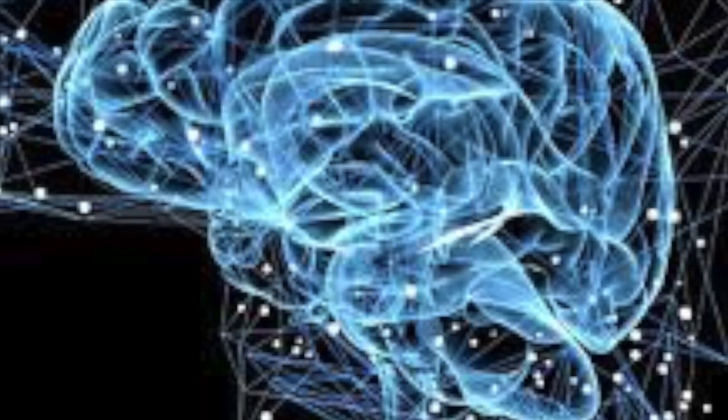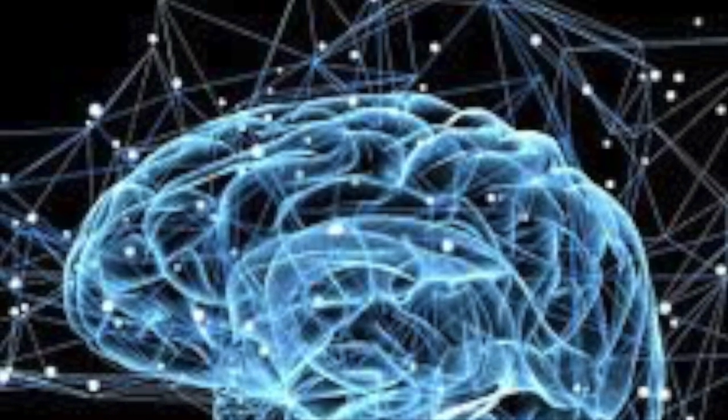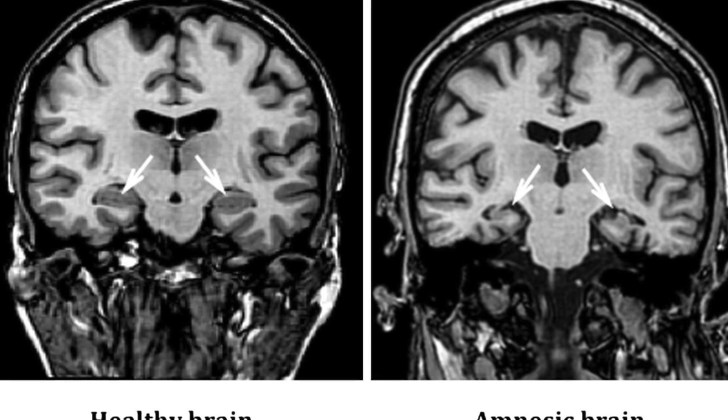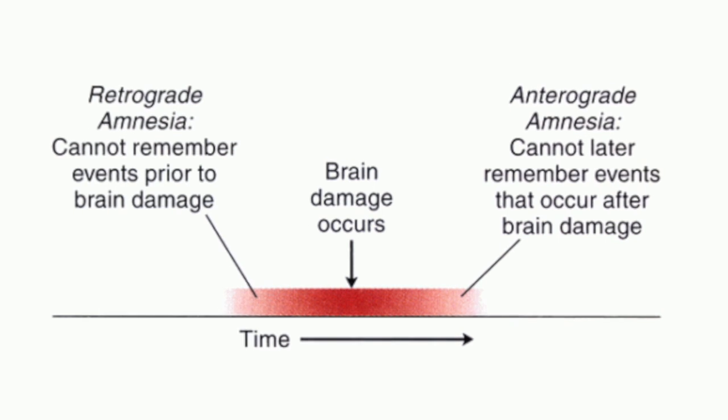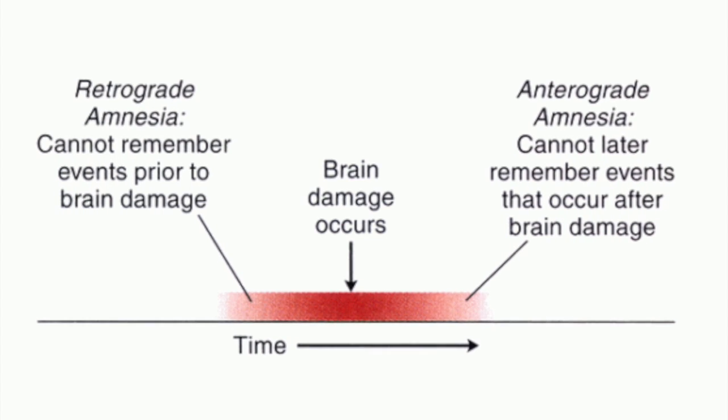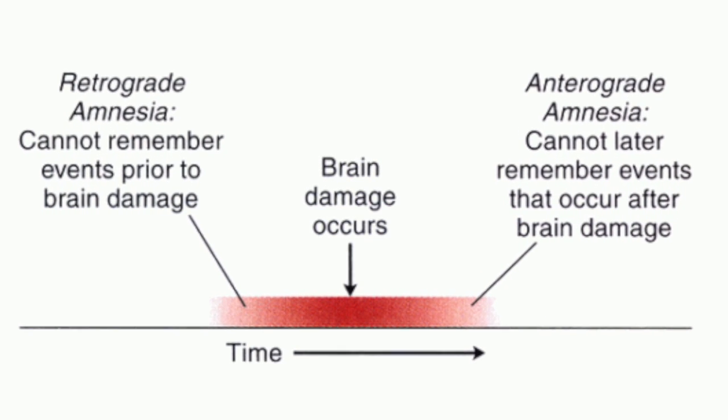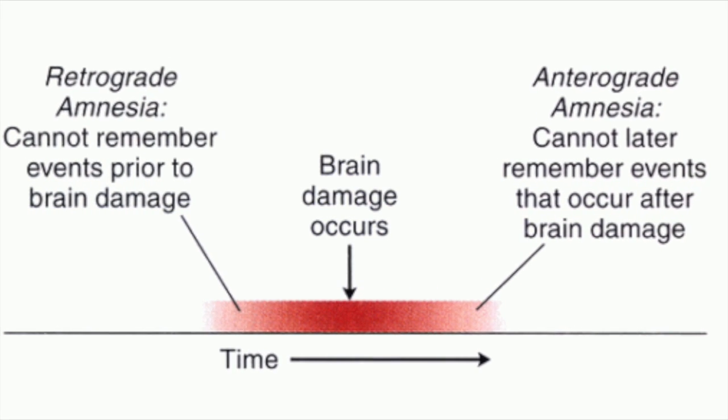Today I will be talking about retrograde amnesia. Retrograde amnesia refers to problems with recall of information prior to trauma. There are two types of amnesia. Unlike retrograde amnesia, anterograde amnesia is problems with recall of information after trauma.